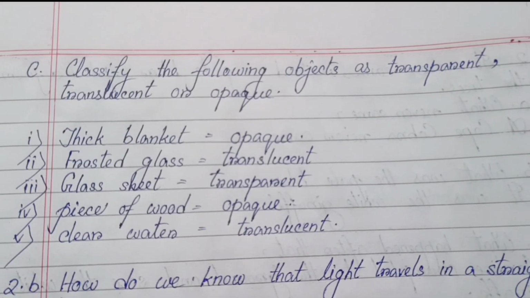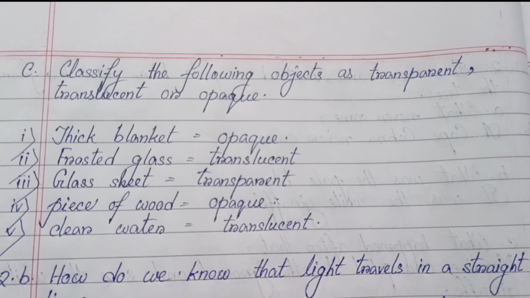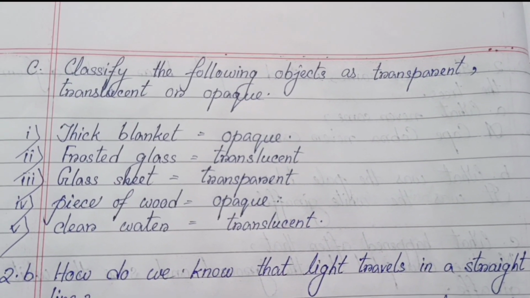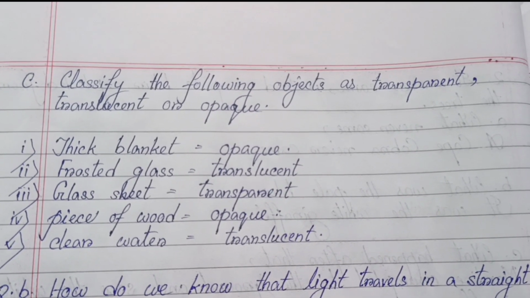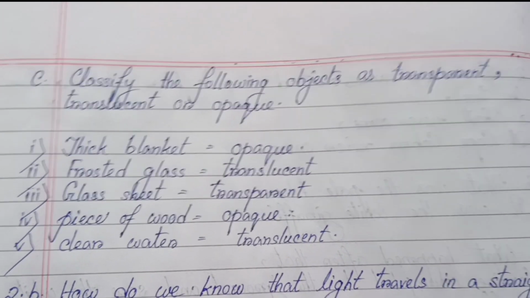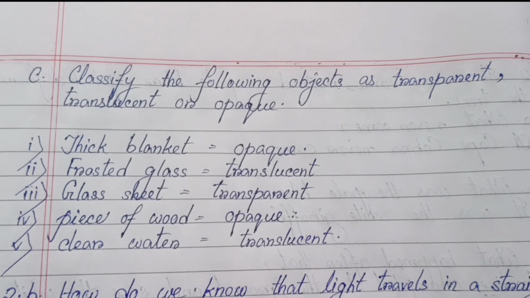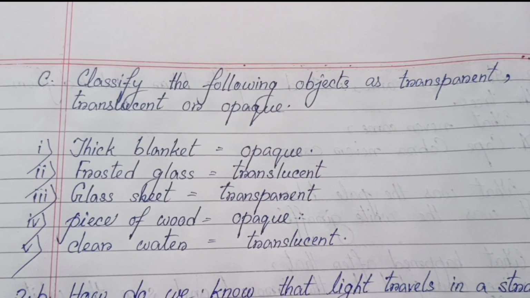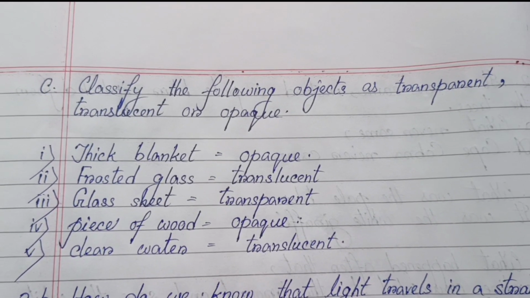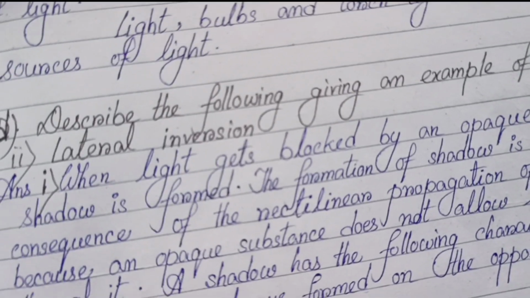Next, number C, classify the following objects as transparent, translucent or opaque. Number 1, thick blanket, opaque. Number 2, frosted glass, translucent. Number 3, glass sheet, transparent. Number 4, piece of wood, opaque. Number 5, clear water, translucent.